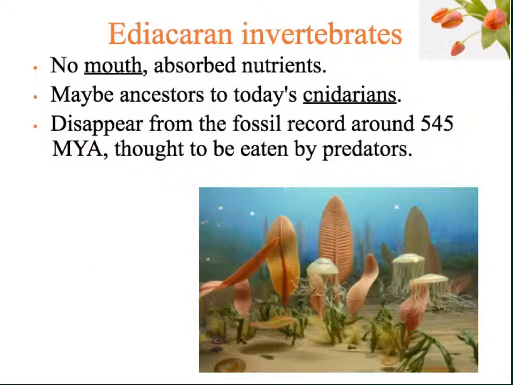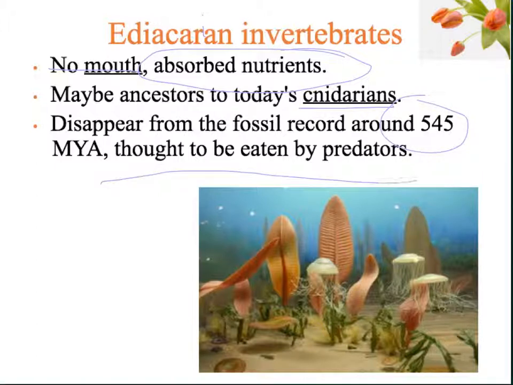So when we look at the Ediacaran invertebrates, we do not see a mouth, so no mouth. The nutrients are just kind of absorbed into the body. We think that they could be the ancestors of today's cnidarians, and we do just see them disappear from the fossil record around 545 million years ago. They are thought to have been eaten by predators, so they kind of went extinct.